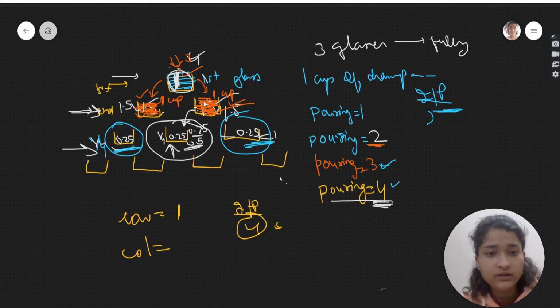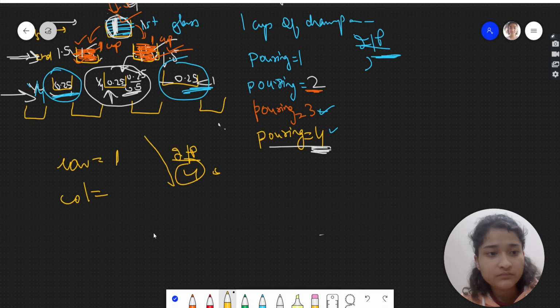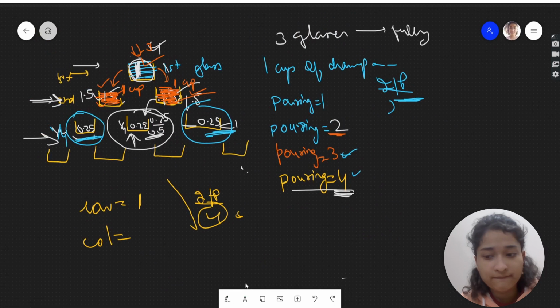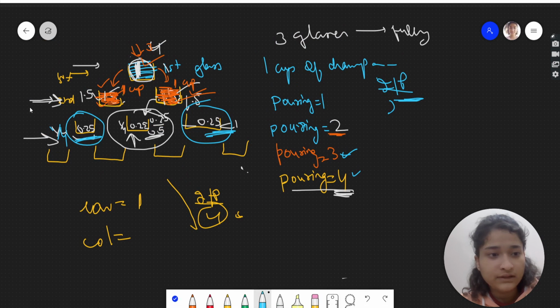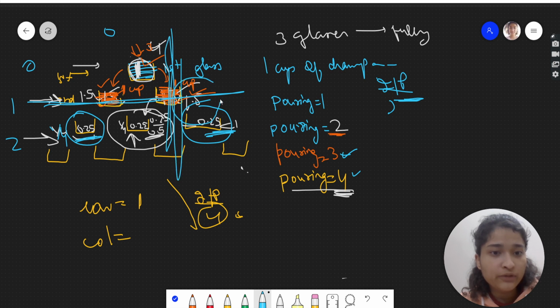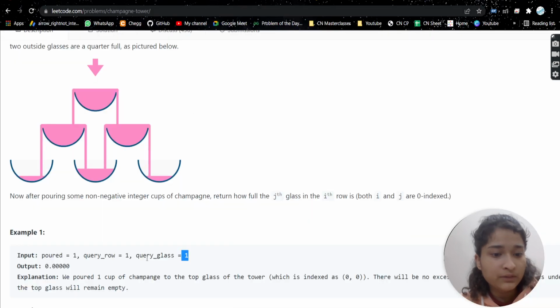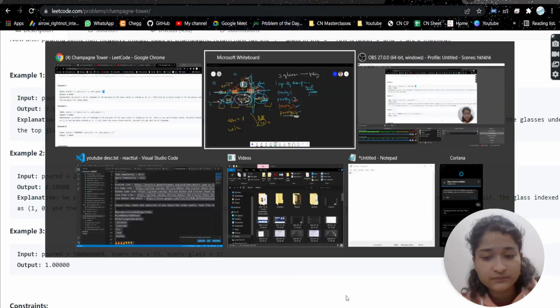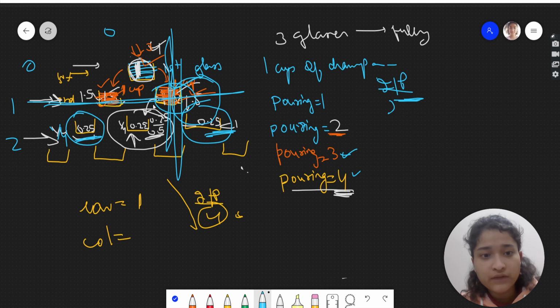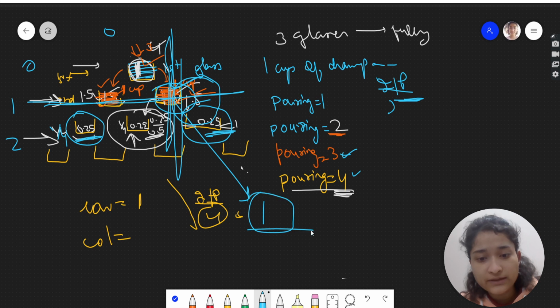So here, this is the first row. Yeah, this will be the first row. 0, 1, 2. Indexing is starting from 0. And this will be your first column. So 1 will be your answer for that. Fine. Here in this cup, you have to tell how much amount is there. So 1 is the capacity, 1 is the champagne in this.